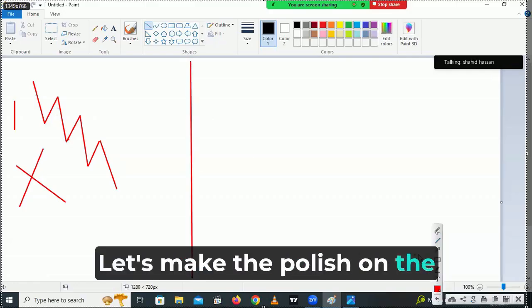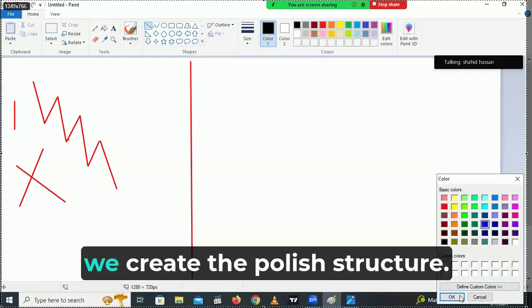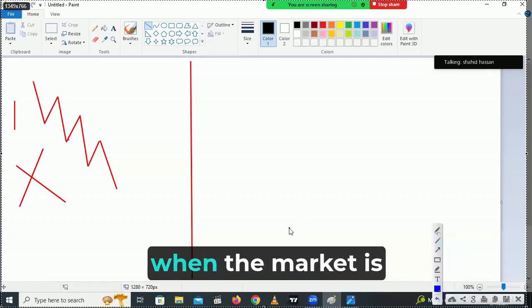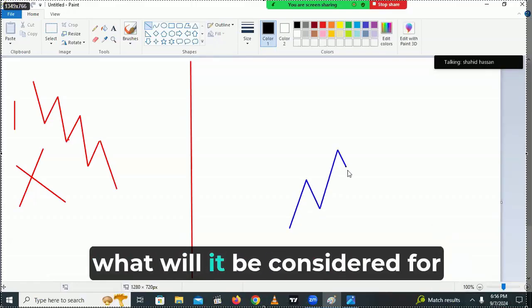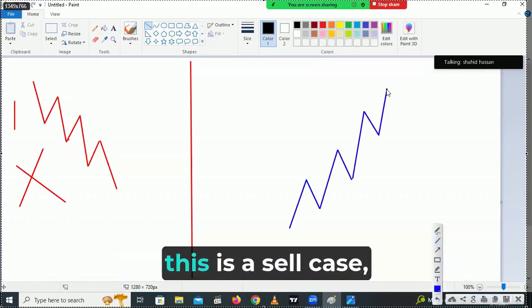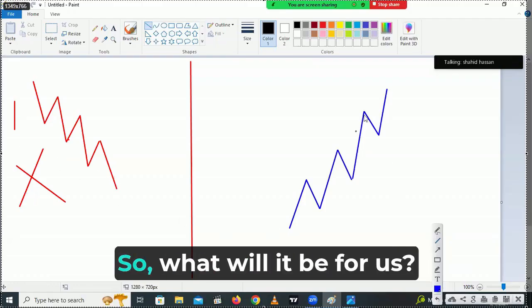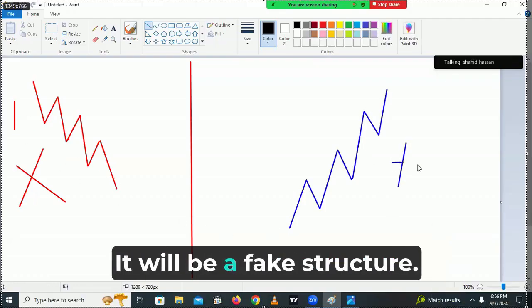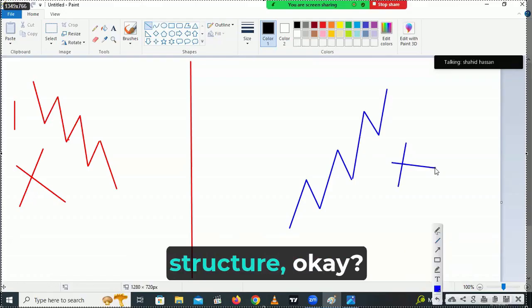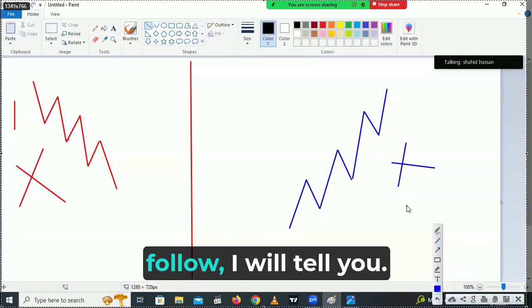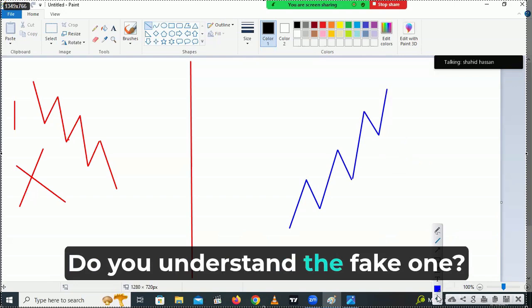let's make the polish on the side. Okay, on this side we create the polish structure. If we make it when the market is moving like this, what will it be considered for us? This is the opposite. This is a sell case and this is a buy case. So what will it be for us? It will be a fake structure. We will not follow this structure. Okay, which structure we need to follow, I will tell you. Do you understand the fake one?